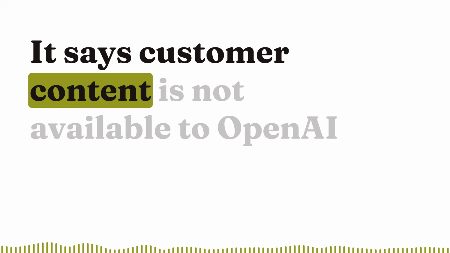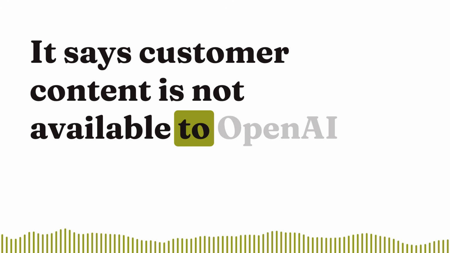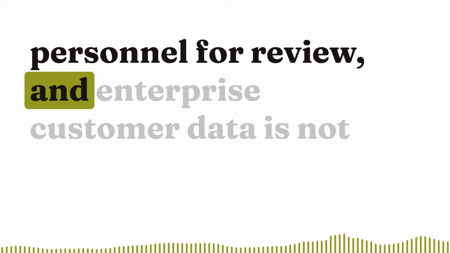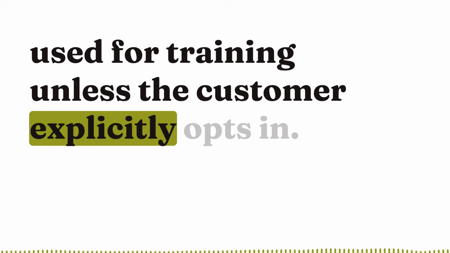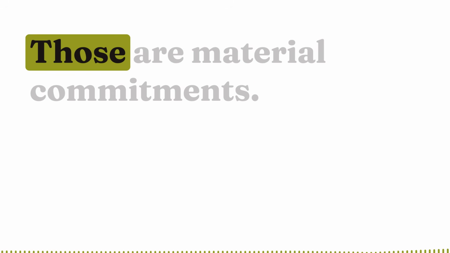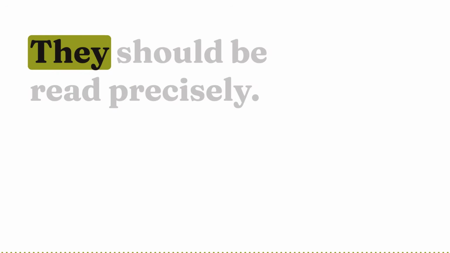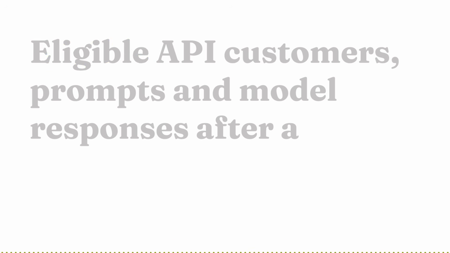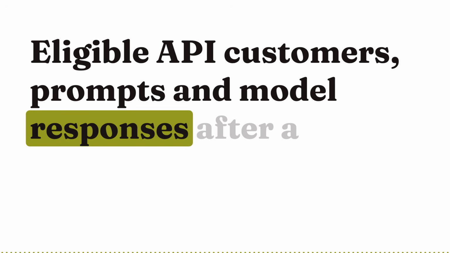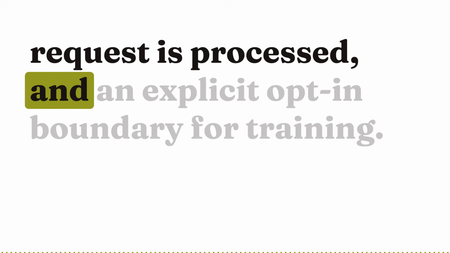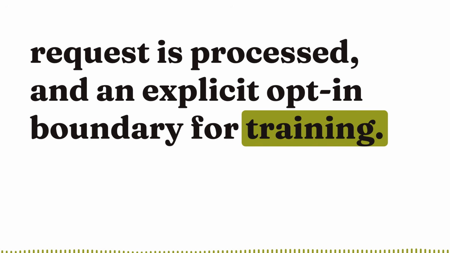It says customer content is not available to OpenAI personnel for review, and enterprise customer data is not used for training unless the customer explicitly opts in. Those are material commitments. They should be read precisely. Eligible API customers. Prompts and model responses. After a request is processed, and an explicit opt-in boundary for training.